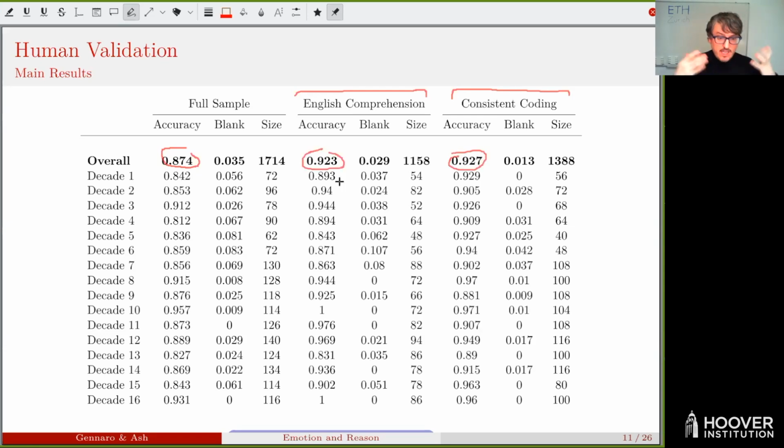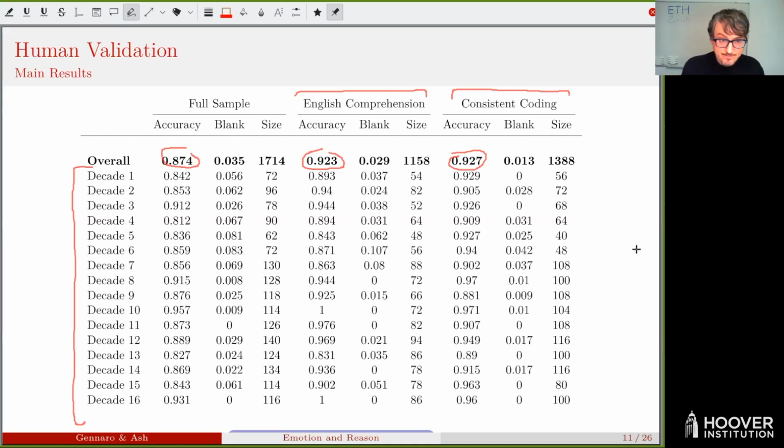And given that we're going to be looking over 160 years of the congressional record, we also wanted to check that it's valid across decades, and it is. So even at the very old speeches, it's over 84, 85% accurate. And so we have some reassurance that we can make long-run comparisons over time.